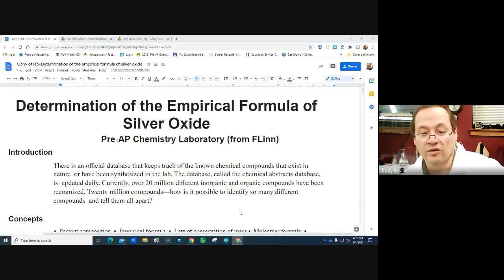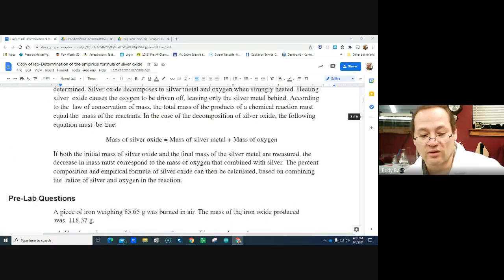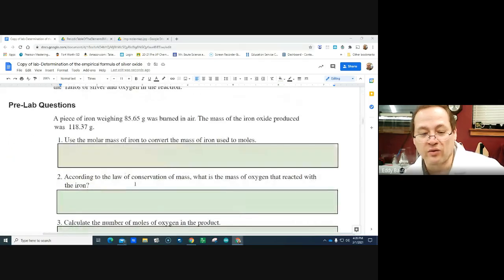Okay, determination of the empirical formula of silver oxide lab. This is section 2, the pre-lab questions. So let's go over this. A piece of iron weighing 85.65 grams was burned in air. The mass of the iron oxide produced was 118.37 grams. Number 1, use the molar mass of iron to convert the mass of iron used to moles.